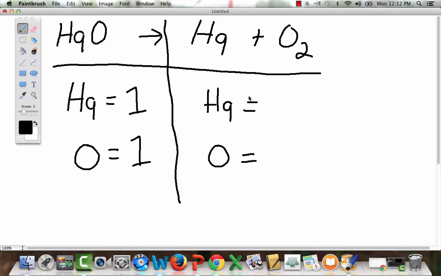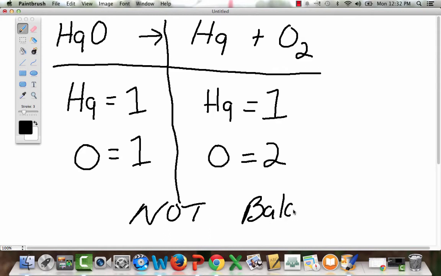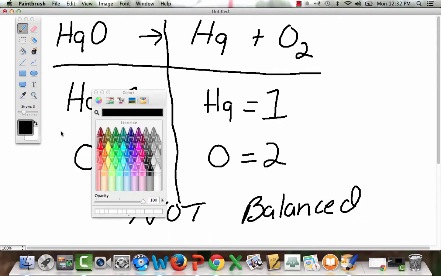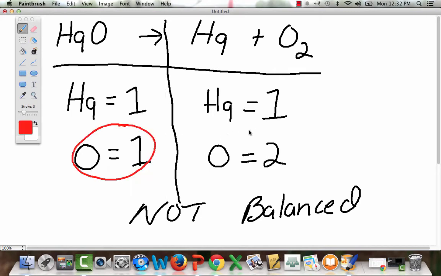How many mercuries here? Well, I have 1 here. But look at here. How many oxygen do I have here? Well, I have 2. So our issue is oxygen on both sides. We need to make those equal because we know that's what happens in nature. So is this balanced? No. So the answer is not balanced. In the next video, I'm going to show you how to actually go ahead and balance these. So just to illustrate the point here, what's not balanced is our oxygen.